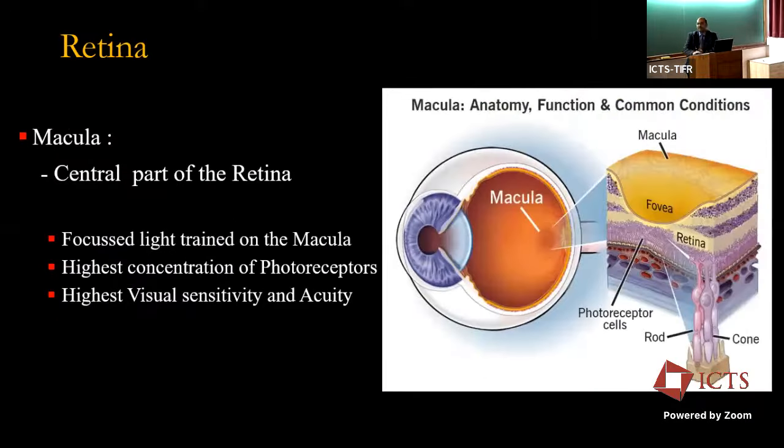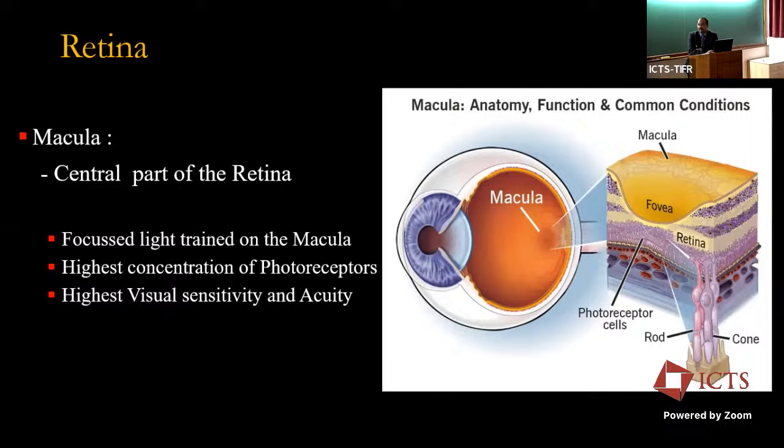So the macula, which we are going to be focused upon. In the previous talk, Rajiv talked about diabetic retinopathy, which affects, apart from the macula, large parts of the peripheral retina. But the macula is where actual vision is really realized. And focused light is trained on the macula, which is at the center of the retina. And this is where you have the highest concentration of these photoreceptors, as you can see here, and therefore the highest visual sensitivity and acuity.